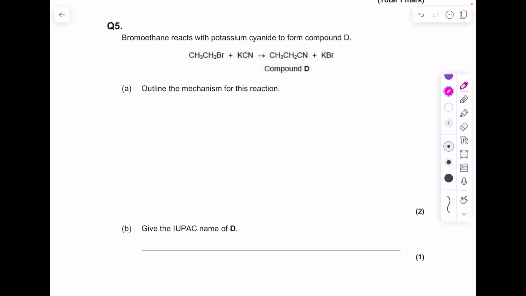Bromoethane reacts with potassium cyanide to form compound D. Outline the mechanism for this reaction. Remember that this is a nucleophilic substitution reaction. It's important you know the name of the reaction because it will help when it comes to drawing out your mechanism. So I'm going to draw the displayed formula of the bromoethane to make it easier to see.